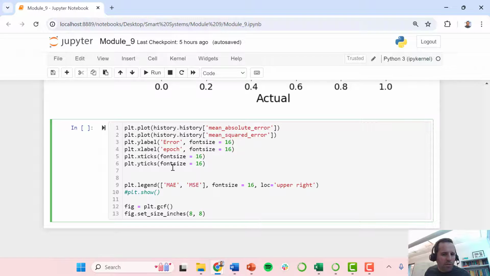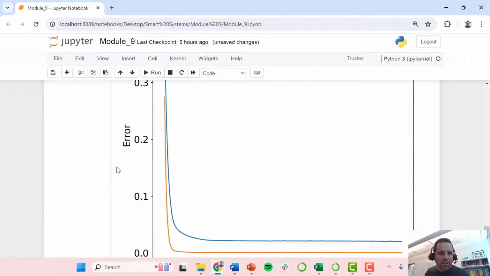And I just have some other commands to give us good readable font sizes. In my legend, I'm shortening mean absolute error to MAE and mean squared error to MSE. And let's just take a look at our training history and see how that turned out.